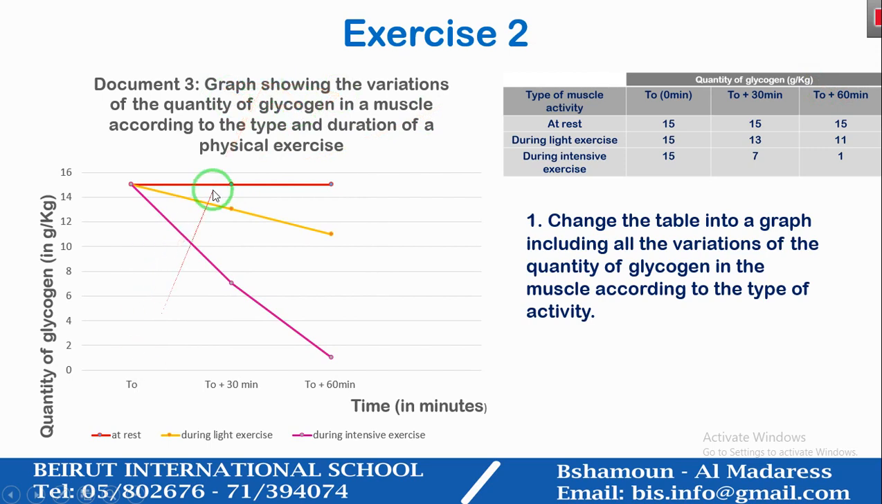We represent 3 color codes, one for the person at rest, one for the person during light exercise, and one for the person during intensive exercise. So for the person at rest, at T0 it's 15, at T30 it's 15, at T60 it's 15, so the line is going to be straight. Whereas during light exercise at T0 it's 15, at T30 it's 13, and at T60 it's 11. For the person during intensive exercise, it's 15 at T0, 7 at T30, and 1 at T60.